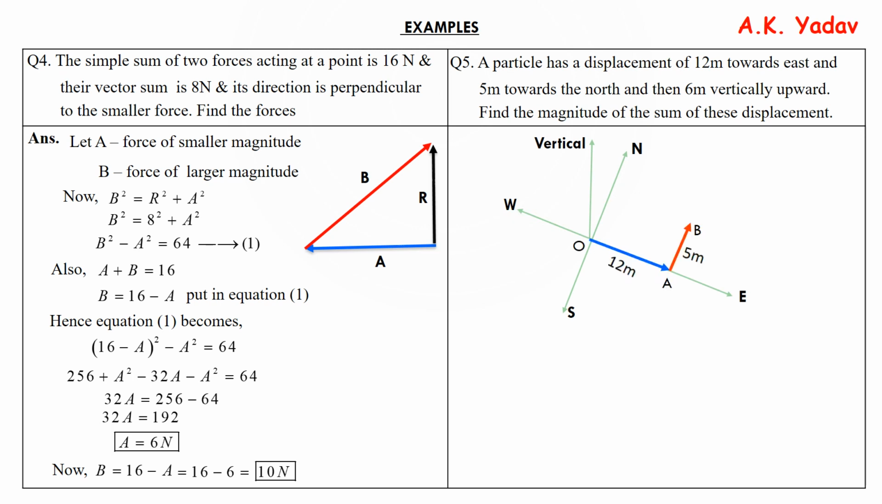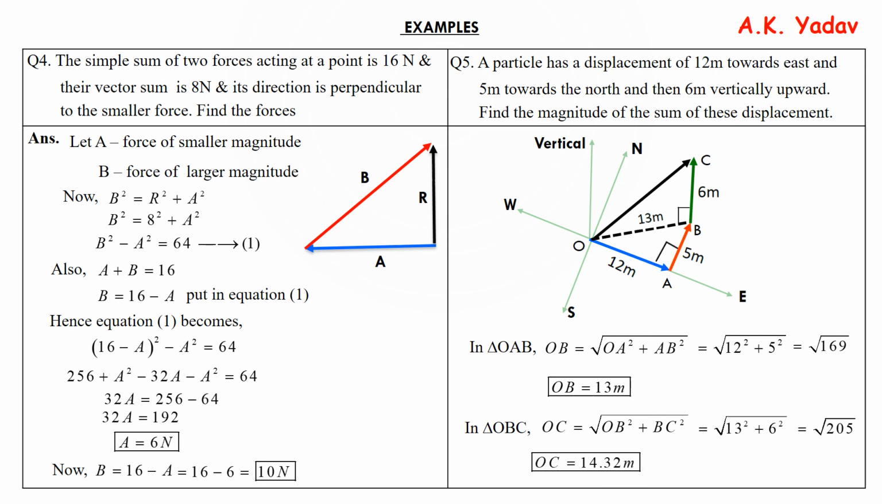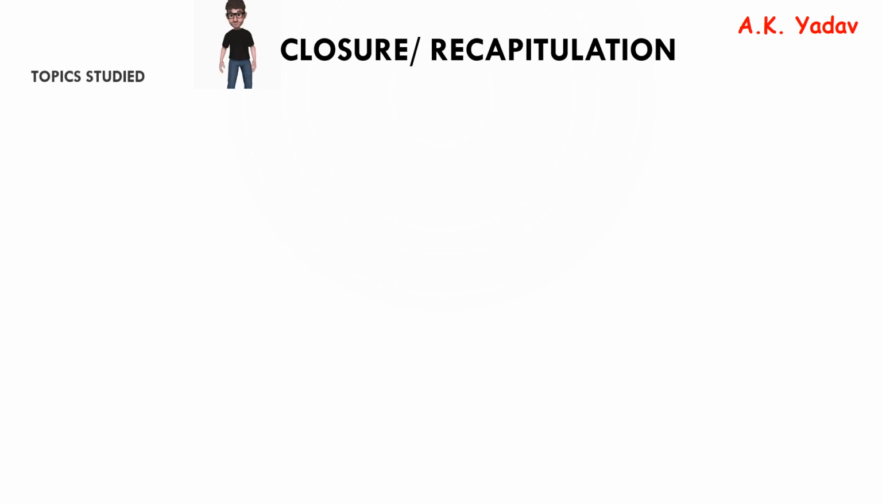Now from O to A it is 12 meters, then towards north 5 meters, then towards the vertical 6 meters. So in triangle OAB, OB is equal to the square root of OA square plus AB square, that is the square root of 12 square plus 5 square, that is the square root of 169, so OB equals 13 meters. Again in triangle OBC, OC is equal to the square root of OB square plus BC square, that is the square root of 13 square plus 6 square, which gives the square root of 205, or OC equals 14.32 meters. Now let us recap what we have studied.